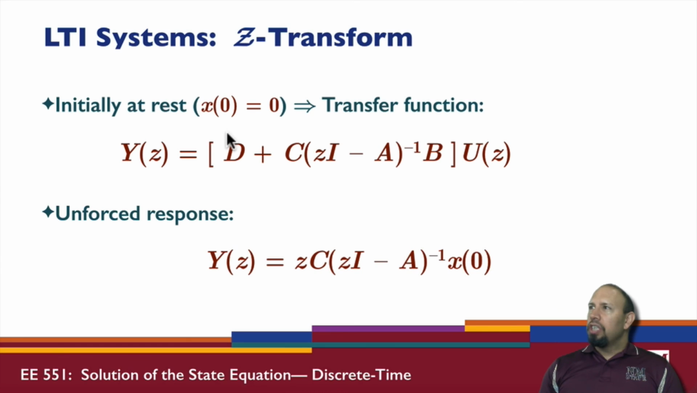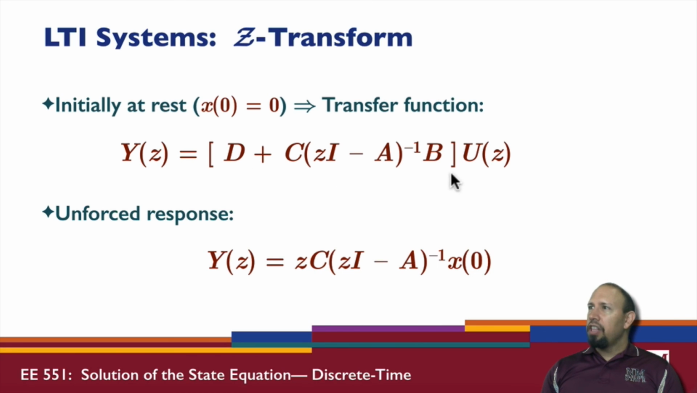For the output equation, if we assume 0 initial condition, we can obtain the transfer function. So y of z is equal to C x of z plus D u of z. X of z, in the case when you have zero initial condition, is just zI minus A inverse B. And so this then becomes the transfer function. Here's the unforced response, which involves the initial condition. And this is the transfer function that involves the input and not the initial condition. And so this is the result that I get.